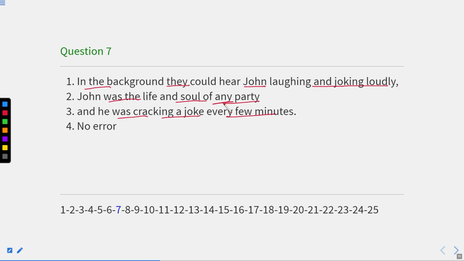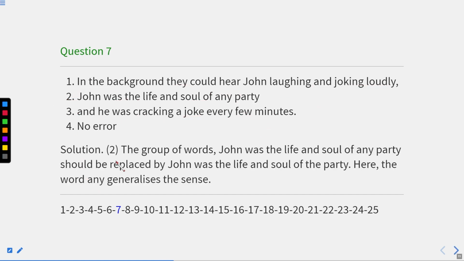But here we are talking about a particular party which John has attended, and he was the key point of attraction over there. Why so? Because he was the life and soul of that particular party. So this word any is incorrect over here. If it is incorrect, it should be replaced with the word the or that. So the correct answer is 2.